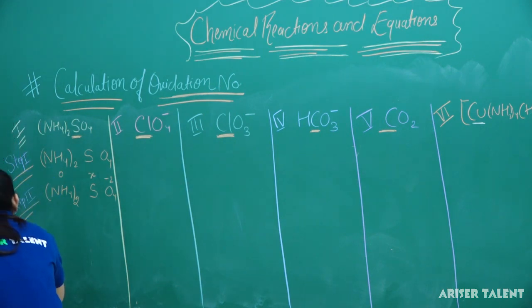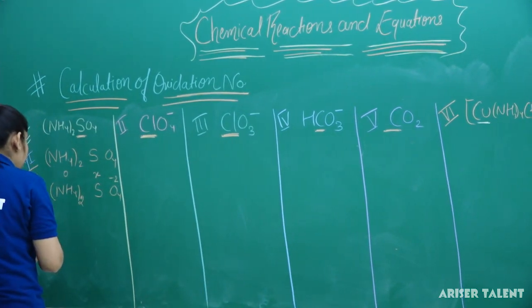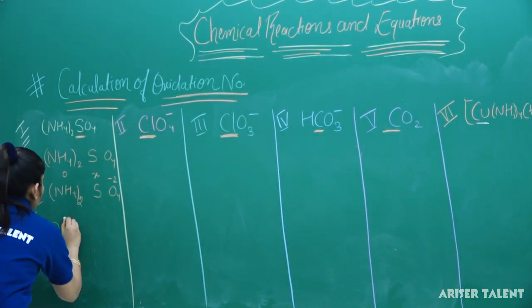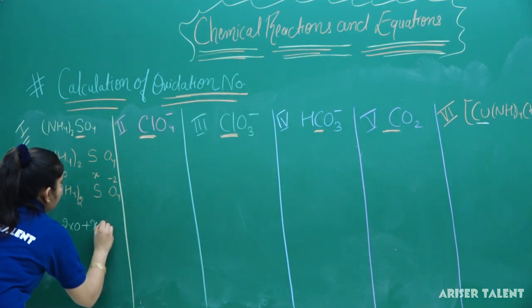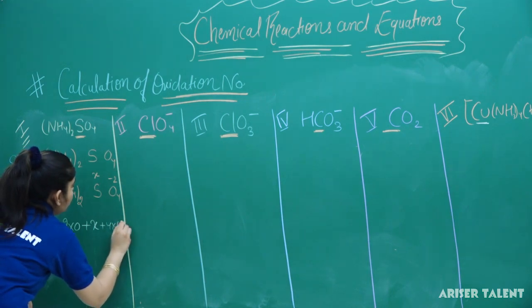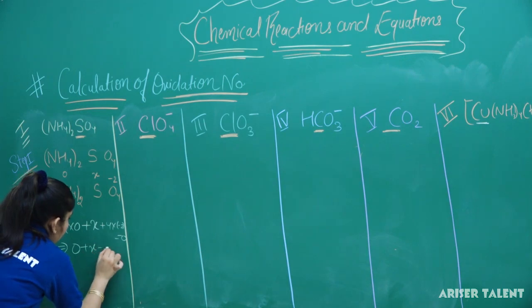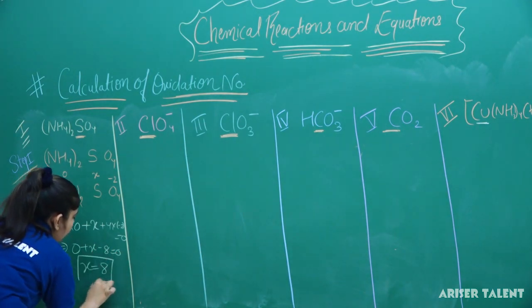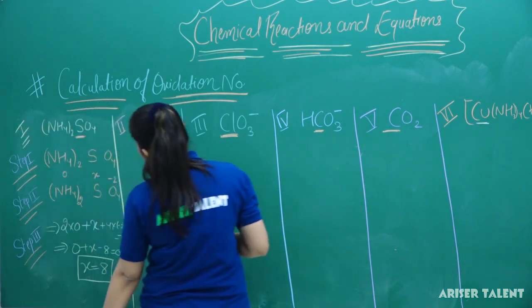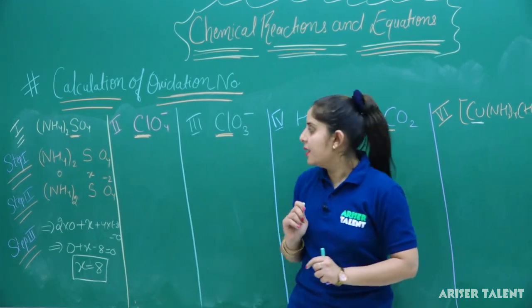Now, in our step number 3, we are trying to find out the oxidation state of the sulfur. So what we will do here: 2 multiplied by 0 plus x plus 4 into minus 2 equal to 0. So, 0 plus x minus 8 equal to 0. So, x will be equal to 8. It means the oxidation state of sulfur in ammonium sulfate will be plus 8.